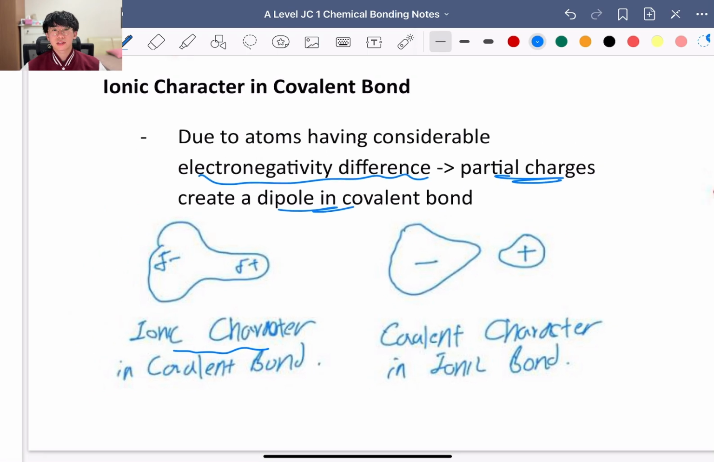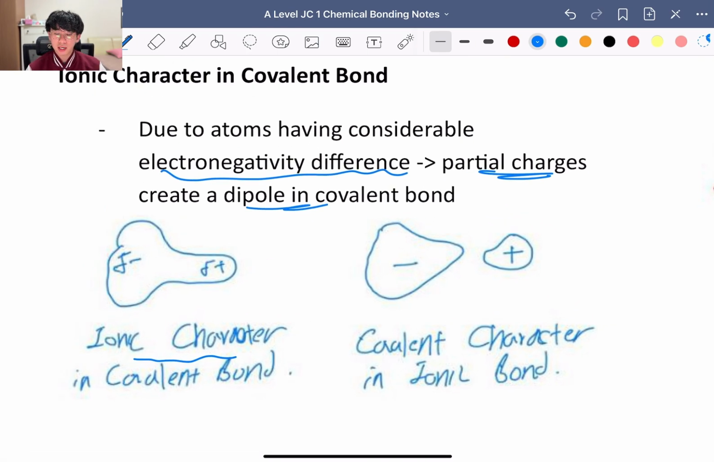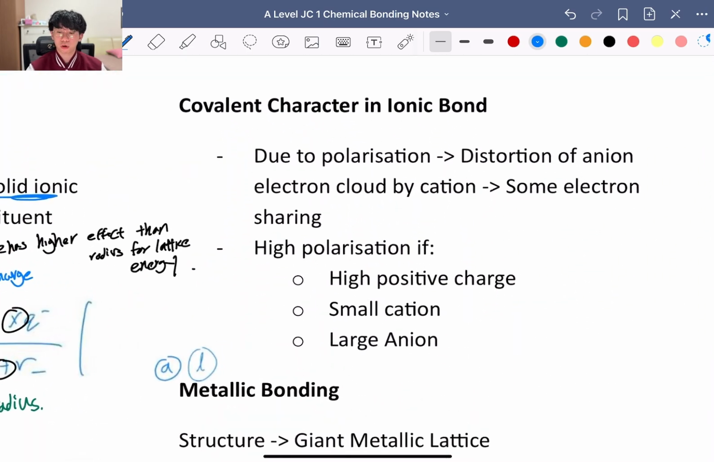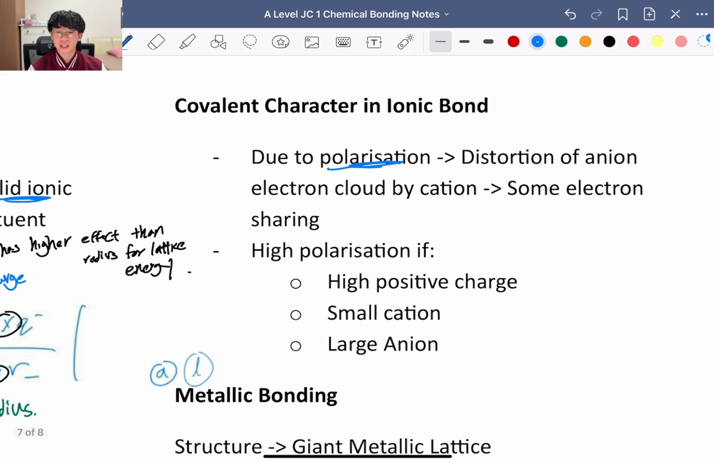Okay, and versus, I'll go up to that in a minute, when you have covalent character in an ionic bond. Ionic bonds can have covalent character itself. And this is demonstrated due to polarization. I'm actually distorting the anion electron cloud, and because of that, there is some form of electron sharing. It's not much, but there is some electron sharing.